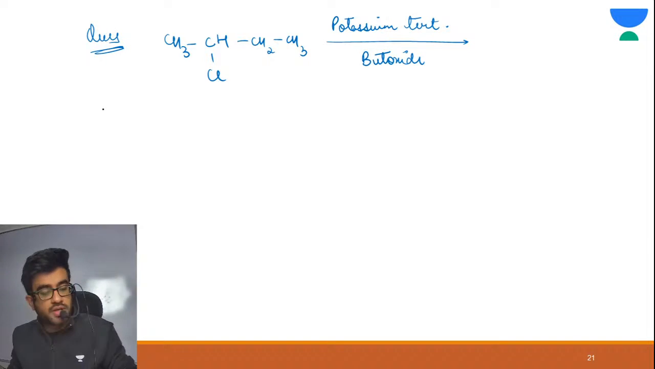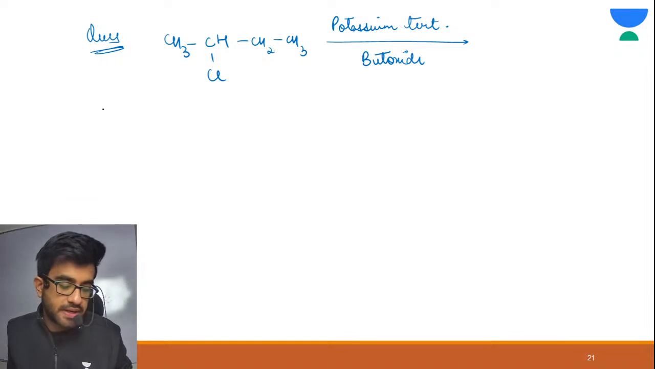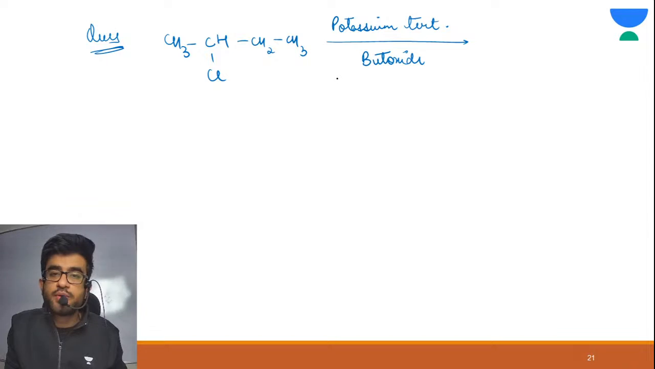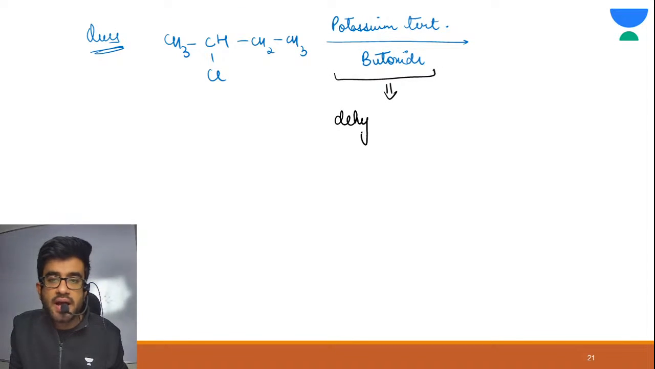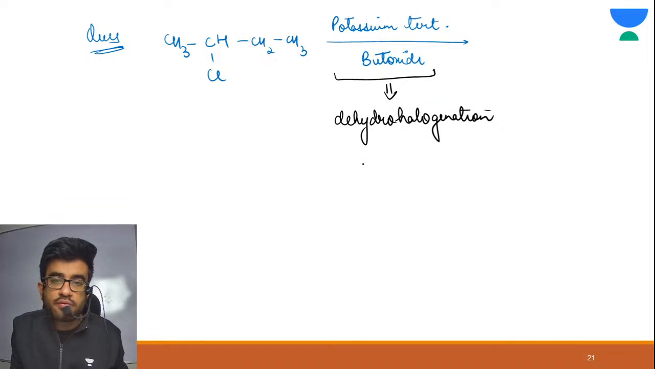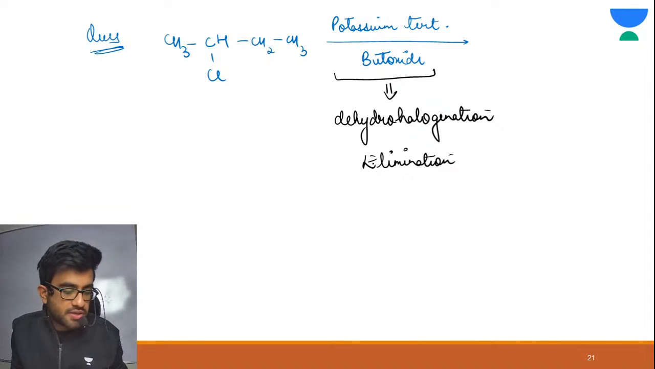Yes. Sodium tertiary butoxide, what I have explained to you. Sodium tertiary butoxide would do what? Dehydrohalogenation. It was an elimination reaction. What type of elimination was it? Tell me in the chat section. It was beta elimination.